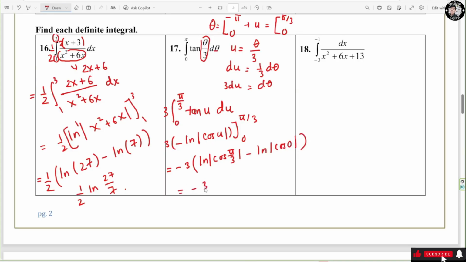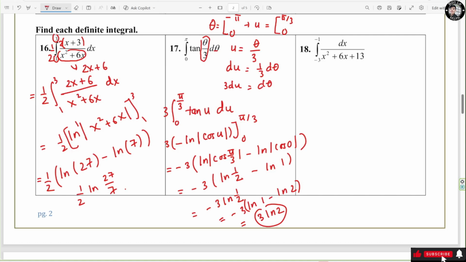So it could be negative 3. Cosine of pi over 3 equals 1 half, right? So it could be ln 1 half minus ln 1, because cosine of 0 equals 1. Negative 3 ln 1 half, because ln 1 equals 0. So this turns out to be negative 3 times (ln 1 minus ln 2), and ln 1 equals 0. So the answer should be 3 ln 2.